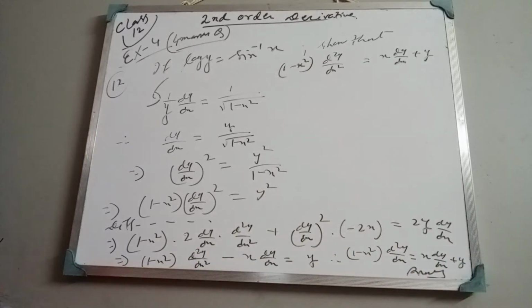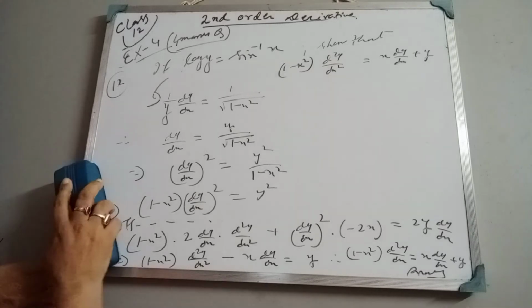Sum number 12 also done. Okay, next we will do sine inverse type sum. Already one sum done. Next, sum number 17.